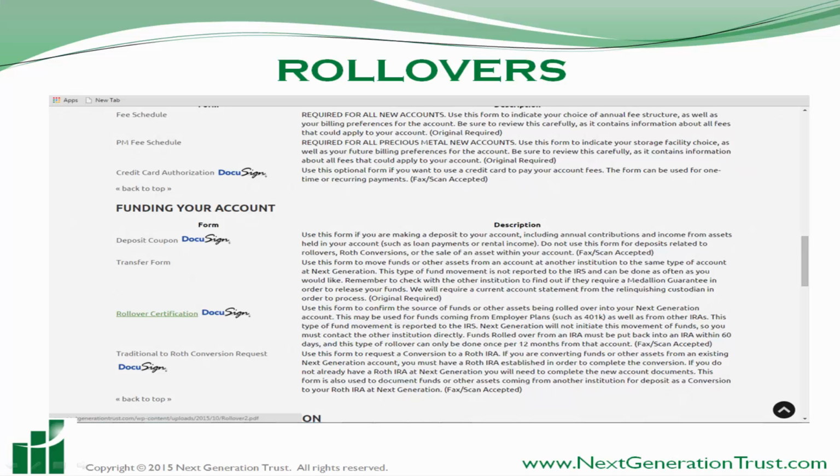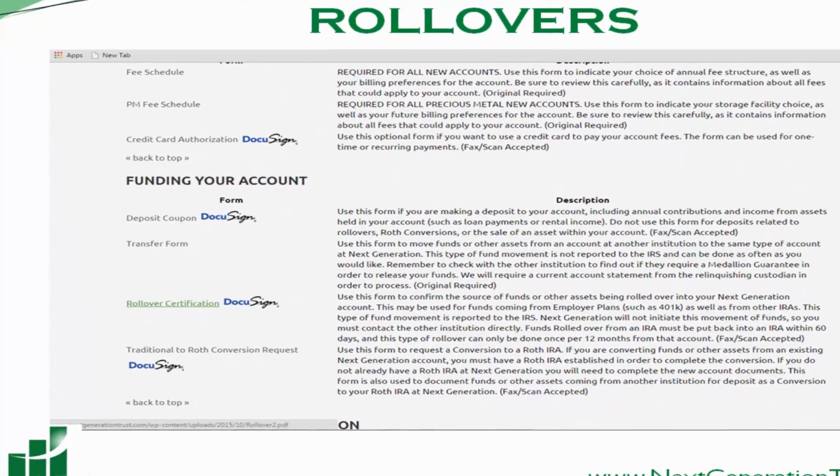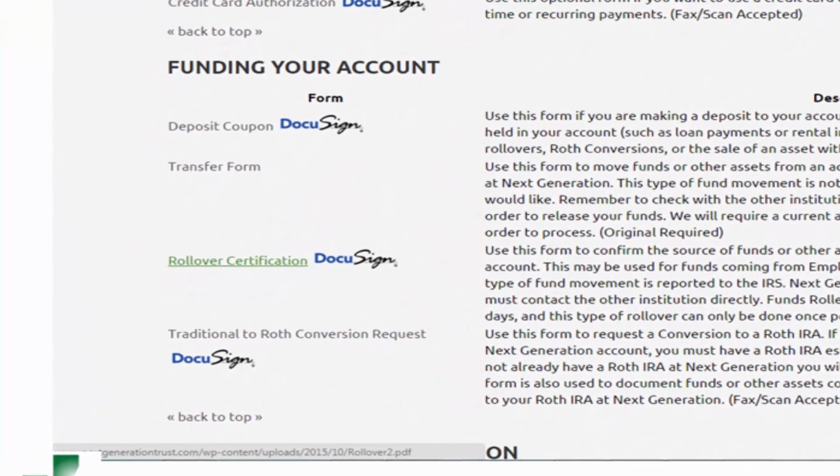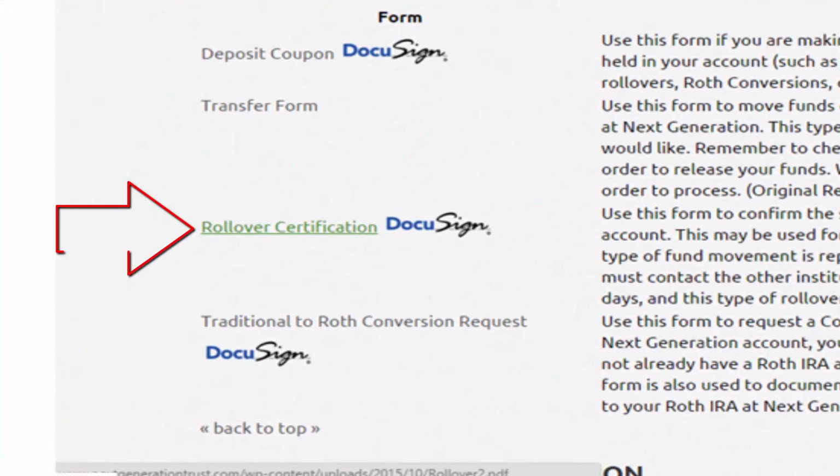There are two types of rollovers, direct and indirect, done for different reasons or in different situations. In either case, you must use our rollover form found in our Client Forms section of our website. You must also contact your current custodian and then have them initiate the rollover.